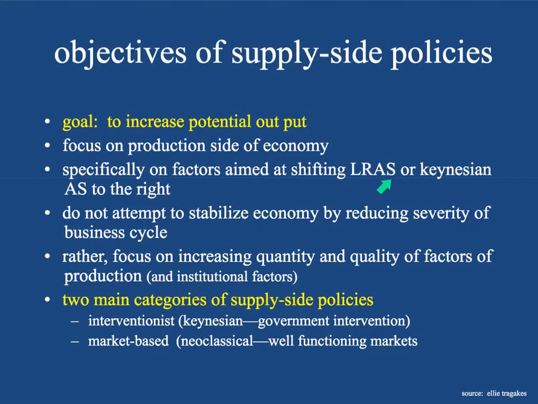Long-run aggregate supply curve, oh, that's like increasing the outer limits of the production possibilities frontier. Yes, it is, okay? So remember, the long-run aggregate supply curve talks about the ultimate total production at full employment. And so does the Keynesian aggregate supply curve. So this is a way of getting potential output to expand.